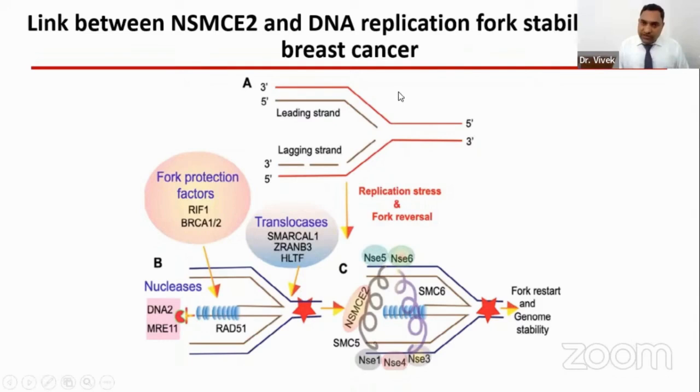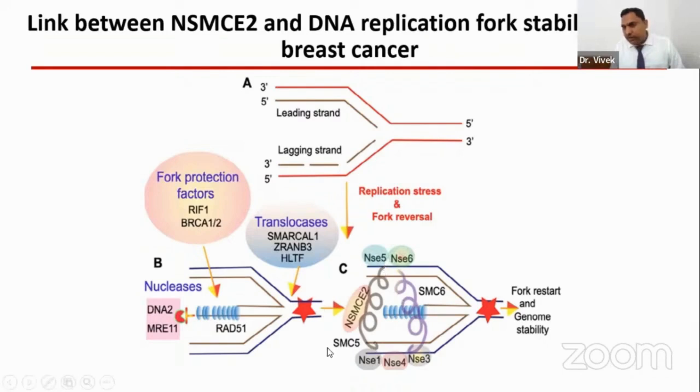It has been found that upon replication stress, we have a very specialized set of proteins called translocases, like SMARCAL1, ZRANB3, and HLTF. Upon replication stress, the actively growing replication forks get reversed by the annealing of the newly synthesized daughter strands, accompanied by the re-annealing of the parental strands. The protection and efficient restart of these reversed forks are of paramount importance for the maintenance of genomic stability.